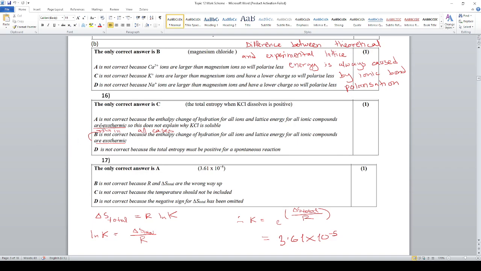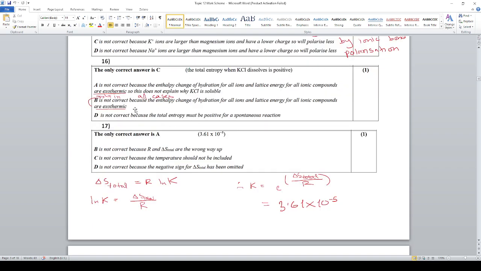Sorry, it is that in all situations lattice energy is always exothermic. So that's not unique to potassium chloride. If A was the explanation, then it would explain all substances, all ionic substances would dissolve in water. But that's not the case. Not all ionic substances dissolve in water because some of them are entropically unfeasible, even if their lattice energy is exothermic. And same thing for hydration. Hydration is also always exothermic. So if that was the explanation, we would be living in a world where all ionic substances dissolve in water, which is not the case at all.